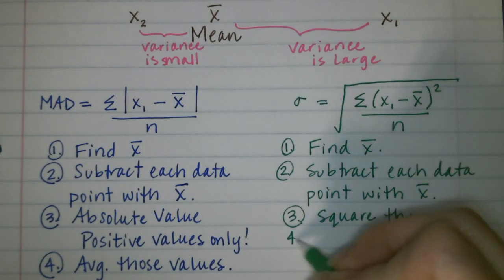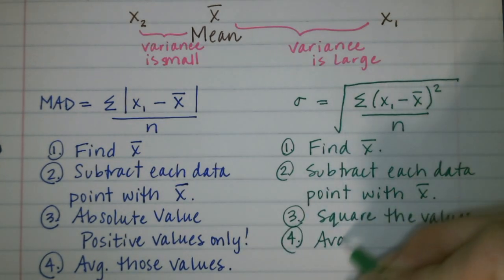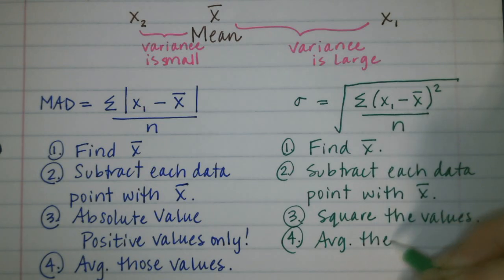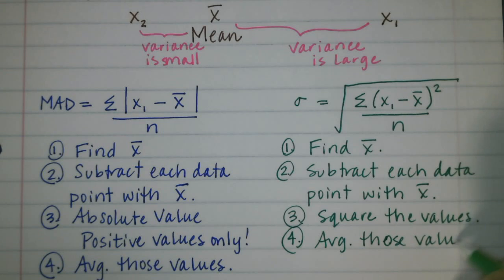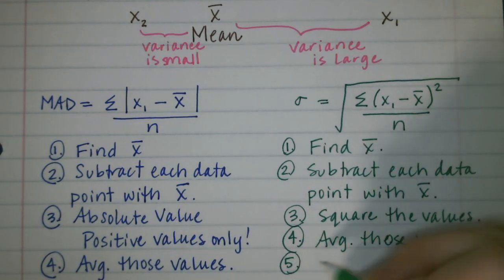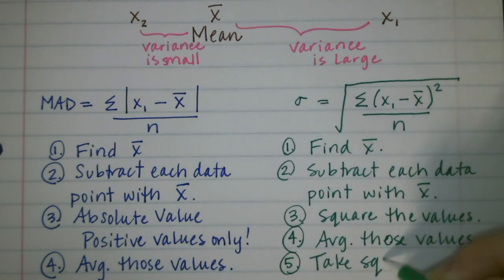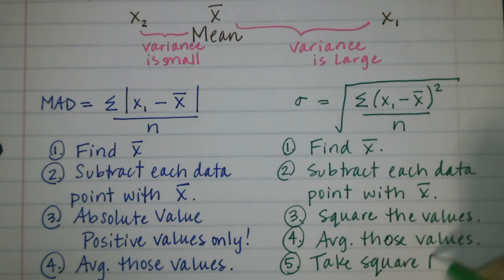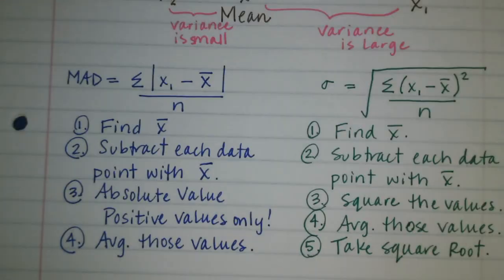All right. Then we're going to average those values. Oops, I meant to say those values. But this one is then we're going to take the square root of that answer. All righty. Okay, so let's do an example.